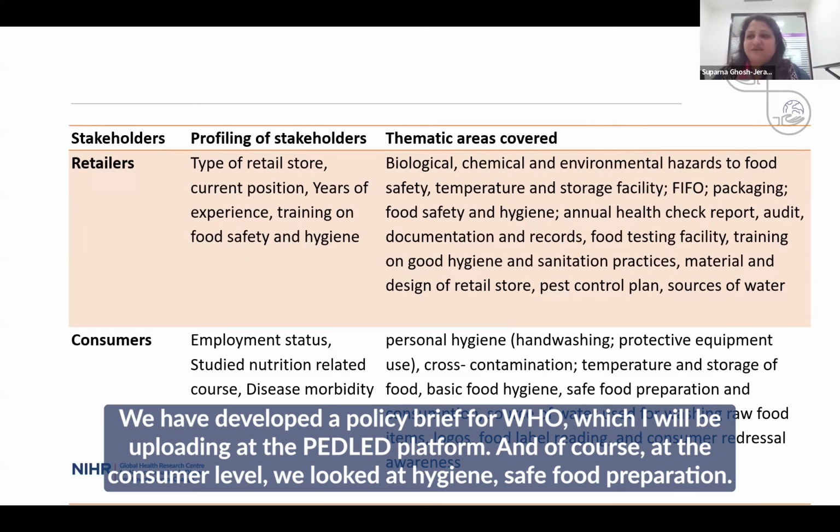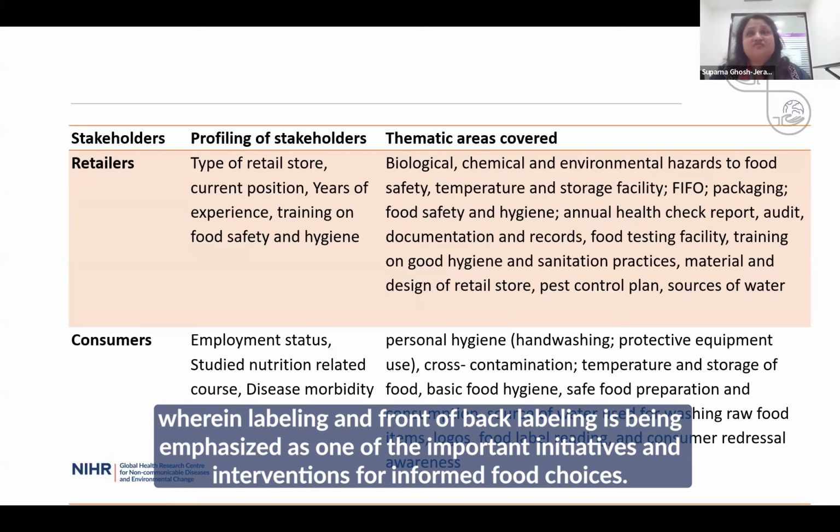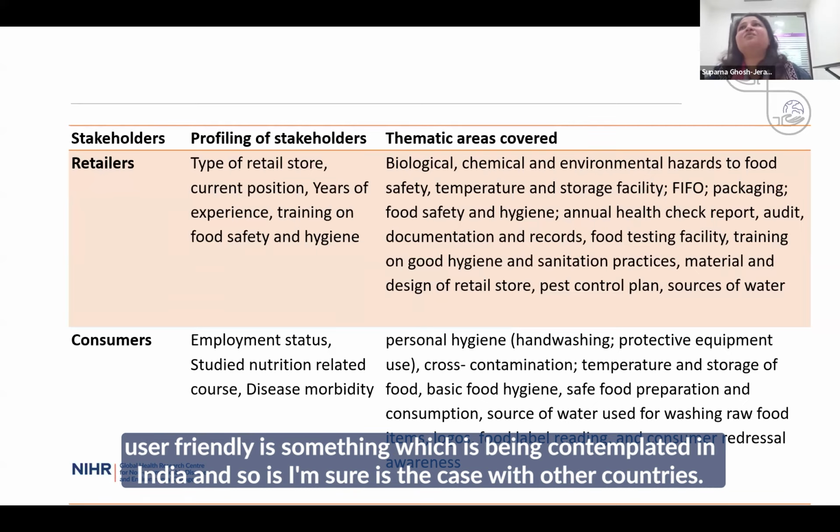We have developed a policy brief for WHO, which I will be uploading at the Padlet platform. And of course, at the consumer level, we looked at hygiene, safe food preparation, access to food, food label reading, because this has come up in a big way in our low middle income communities, wherein labeling and front of pack labeling is being emphasized as one of the important initiatives and interventions for informed food choices. But understanding the literacy of the audience, semi-literacy, how we can make these labeling user friendly is something which is being contemplated in India, and so is, I'm sure, the case with other countries.